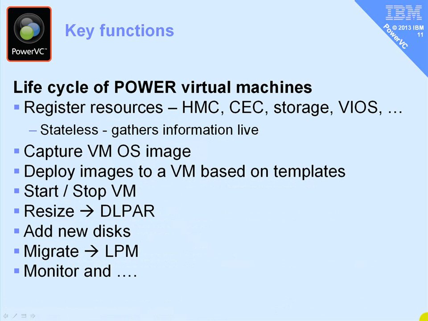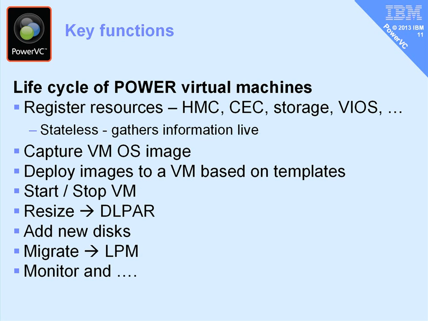So what are some of the key functions we're going to get? Well, it's the life cycle of our virtual machines on Power. We're going to register the resources and some of the configuration information, the HMCs, the actual machines, storage units, VIO servers and the like. Because of OpenStack, PowerVC is going to be stateless. Rather than keeping lots of information duplicated, it actually goes and gathers the live information from the HMC or the storage unit, for example. This can make it very nice for PowerVC, because if we had to lose the whole thing, all the information is still out there. If we recreate it, it can regather that information.